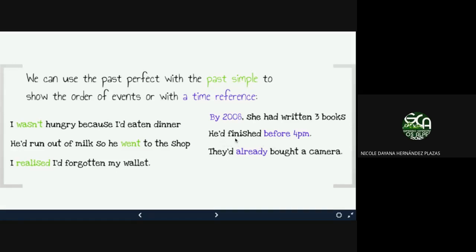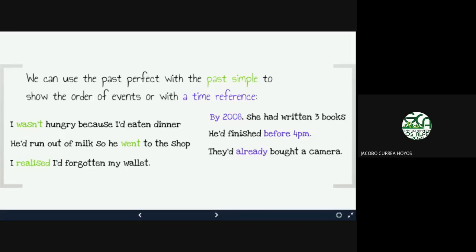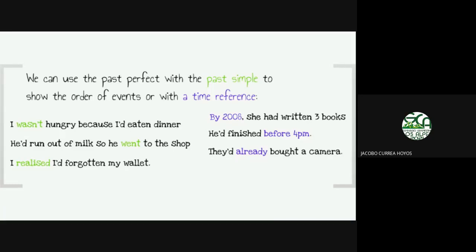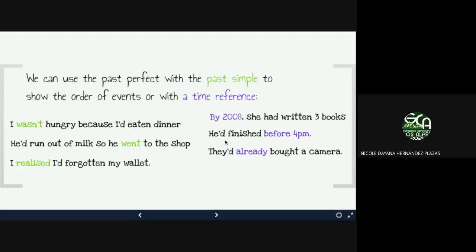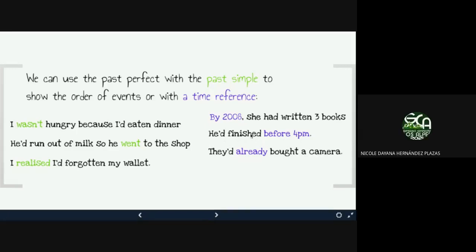He'd finished it or he had finished it before 4 p.m. Jacob, what happened first in this case? In which exercise, sorry? What happened first? He'd finished before 4 p.m. He finished. That happened first. That's it. The first thing that happened was the fact that he had finished, and then 4 p.m. arrived.